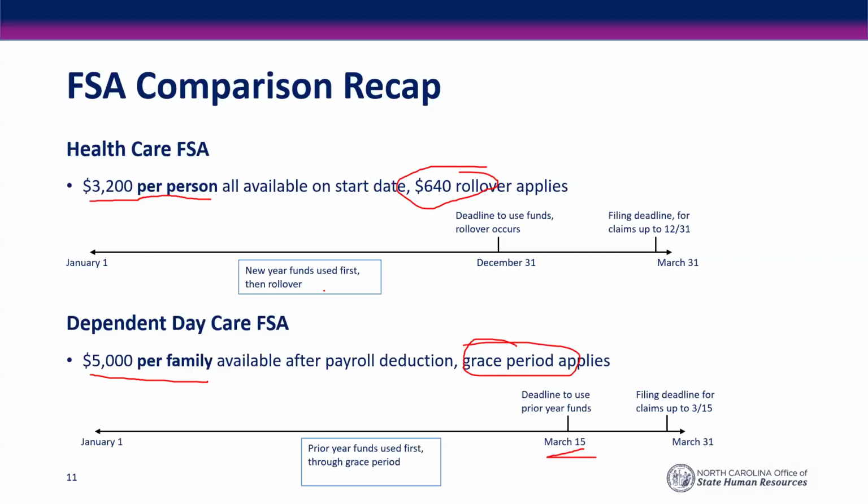It shows you how the new year funds are used first, and then the rollover on the healthcare FSA, and then prior year funds on the dependent daycare FSA are used first through the grace period. Both have a deadline of March 31st to file claims. If you miss that deadline, you could still file your claim, but P&A will deny it, and then there's an appeal process. You'll have to appeal as to why you missed the deadline. So it's not guaranteed to be approved, but there is a process for that.